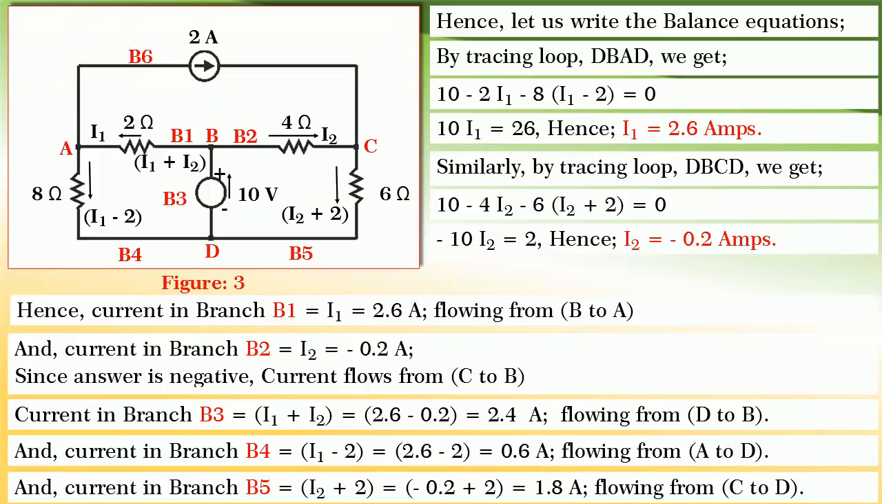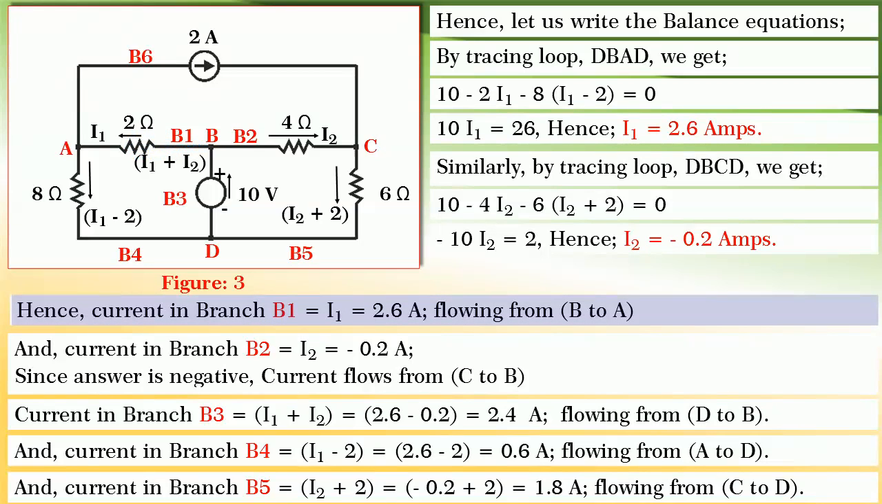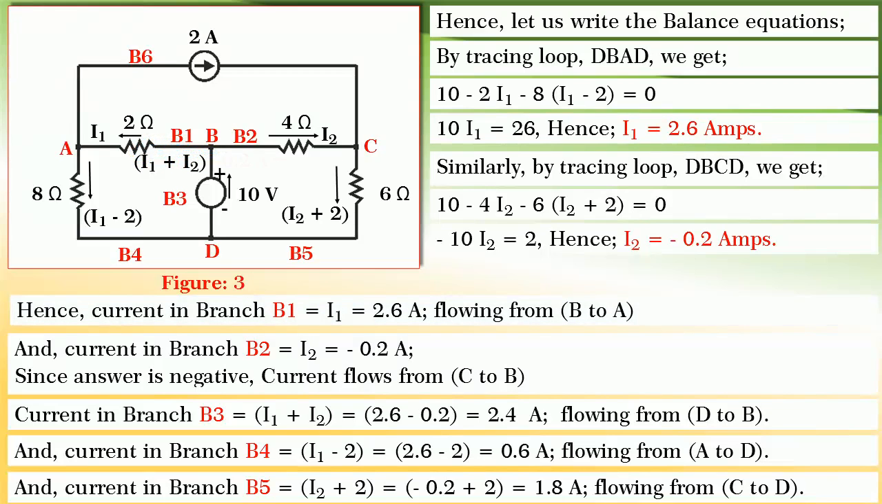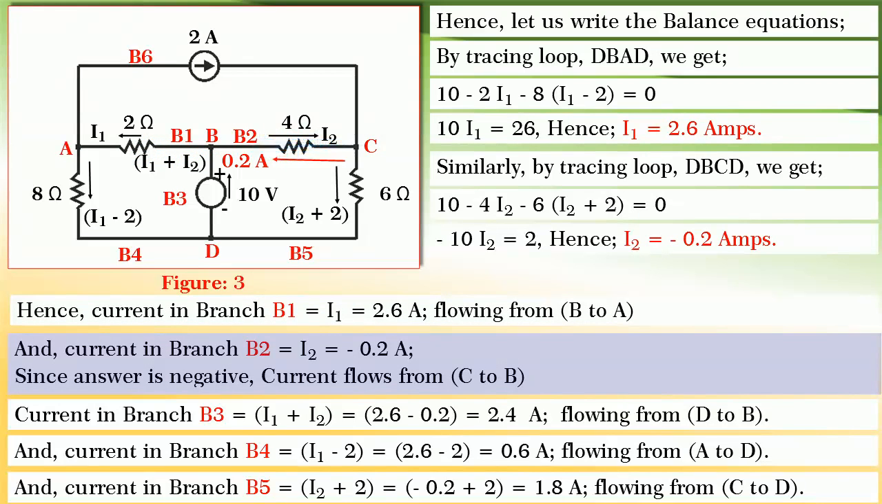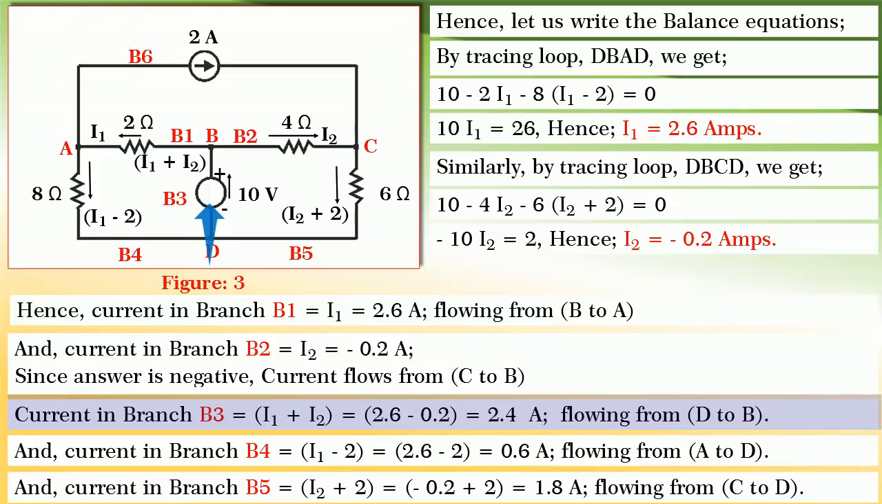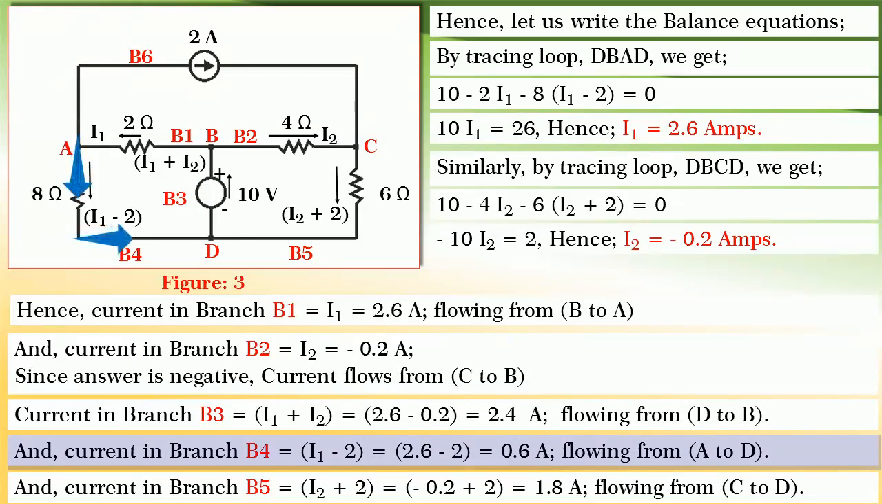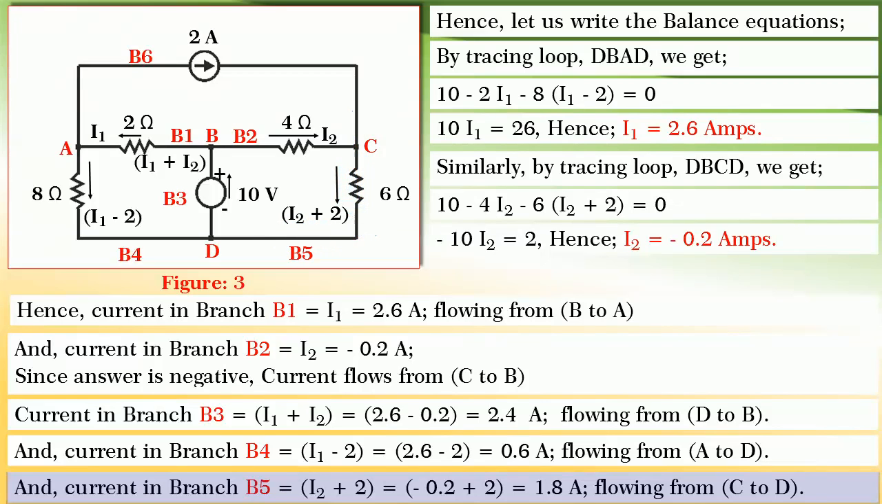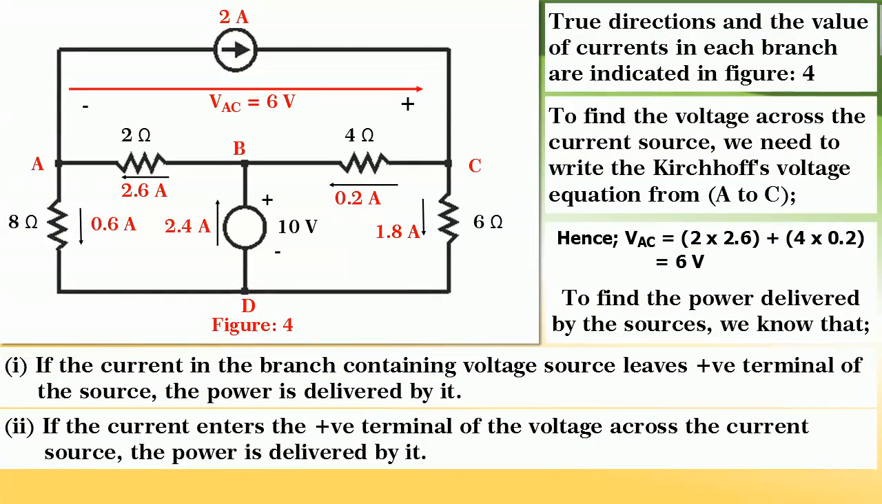Therefore, current in branch B1 is equal to I1, which is equal to 2.6 amperes flowing from B to A. Current in branch B2 is equal to I2, which is equal to minus 0.2 amperes, which is flowing from C to B. Current in branch B3 is equal to I1 plus I2, which is equal to 2.4 amperes flowing from D to B. And current in branch B4 is equal to I1 minus 2, which is equal to 0.6 amperes flowing from A to D. And current in branch B5 is equal to I2 plus 2, which is equal to 1.8 amperes flowing from C to D. Friends, true directions and the value of currents in each branch are indicated in figure 4.